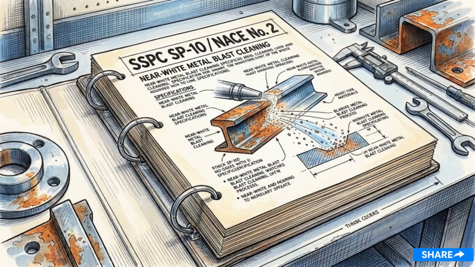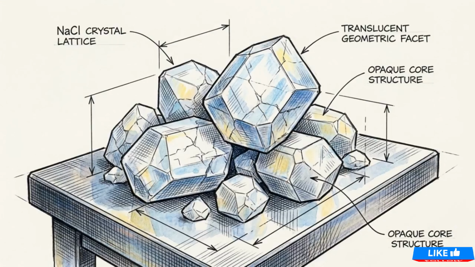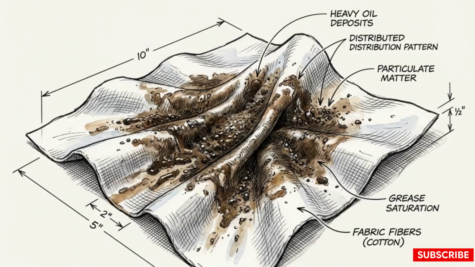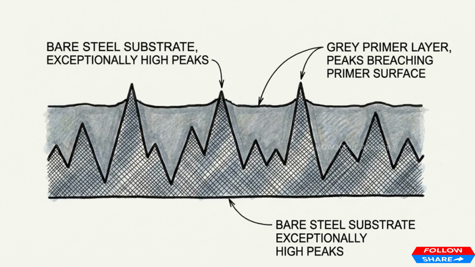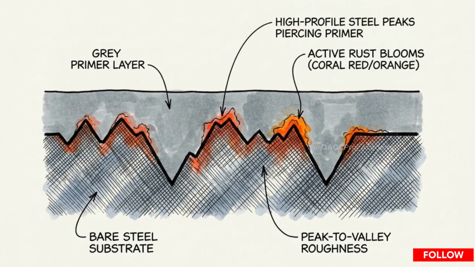Factor 5 puts those SSPC standards into practice. A true SP10 specification mandates that your media is entirely free of soluble salts, oils, and other contaminants. You also have to guard against rust rashing. If you use a coarse media that creates an anchor profile higher than your primer coat, the steel peaks will poke right through the paint and begin rusting immediately.